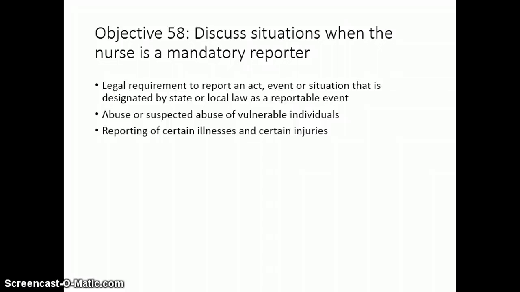a reportable event. Reportable events include neglect, physical abuse, sexual abuse, or emotional abuse. Abuse or suspected abuse of vulnerable individuals, including children, elderly adults, developmentally delayed or mentally incompetent individuals, and reporting certain illnesses and certain types of injuries such as STDs and HIV.